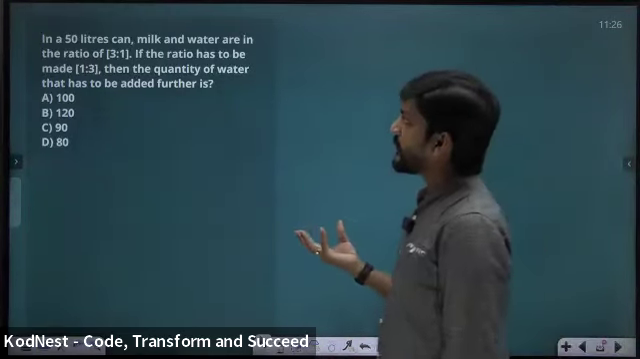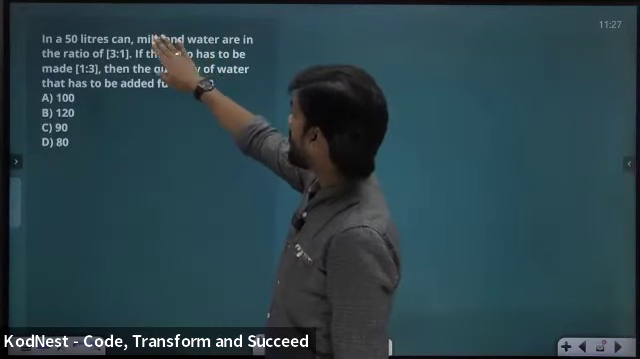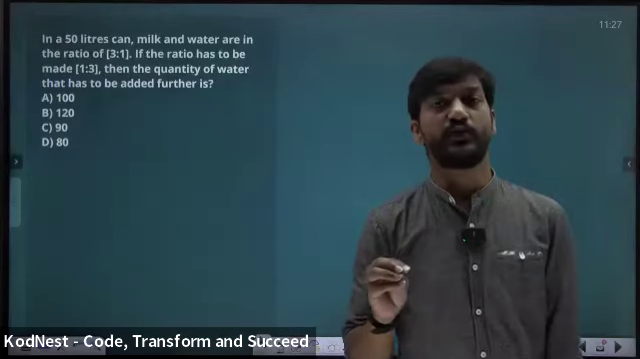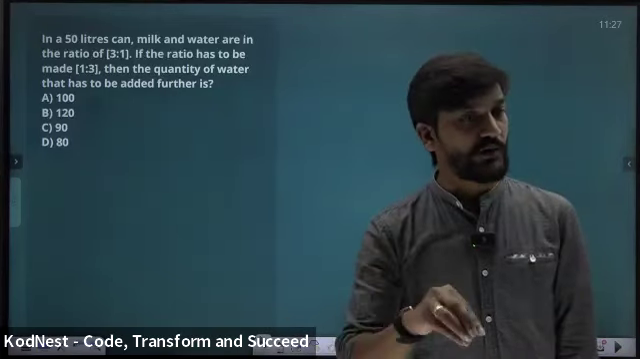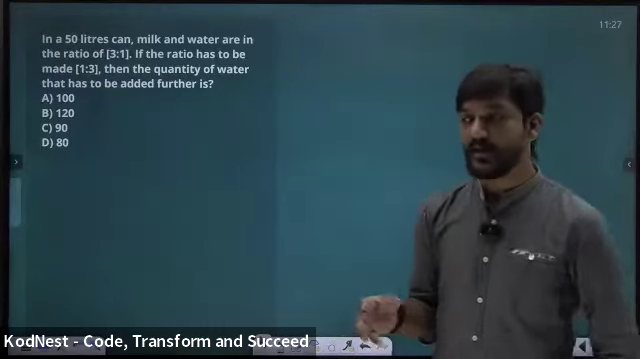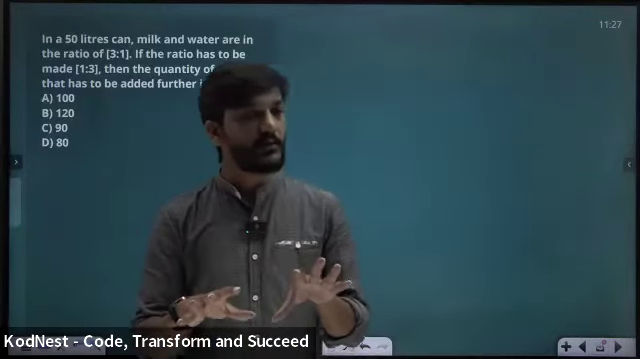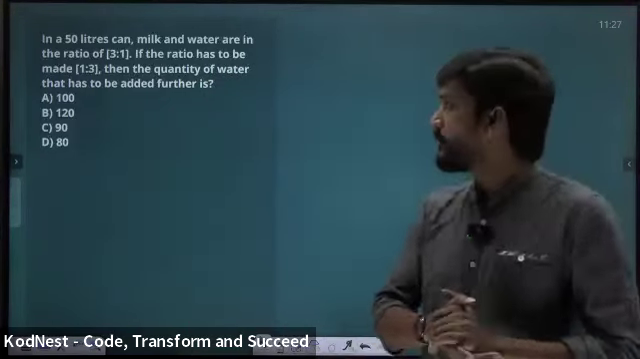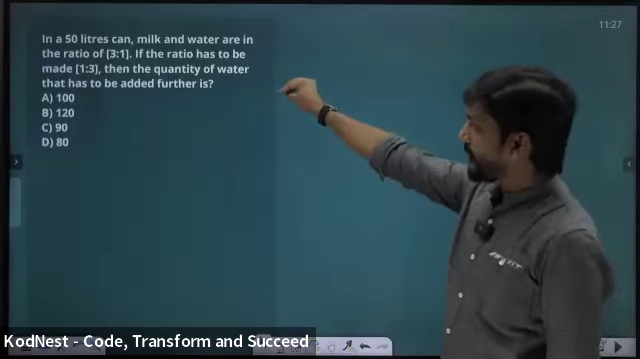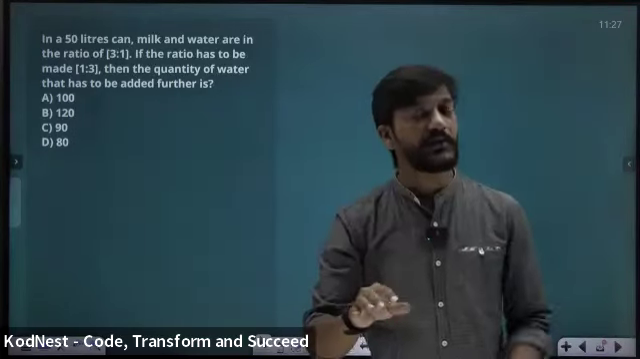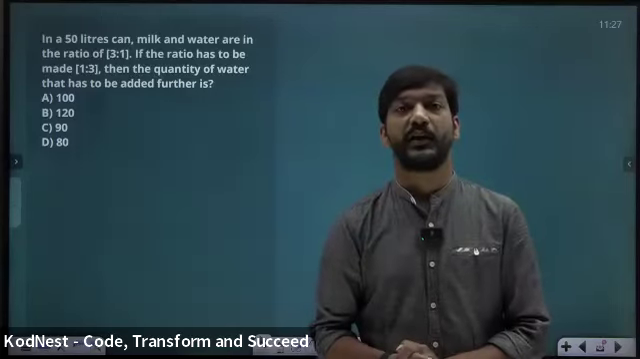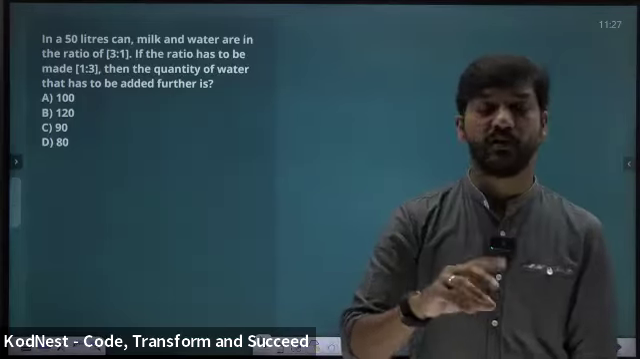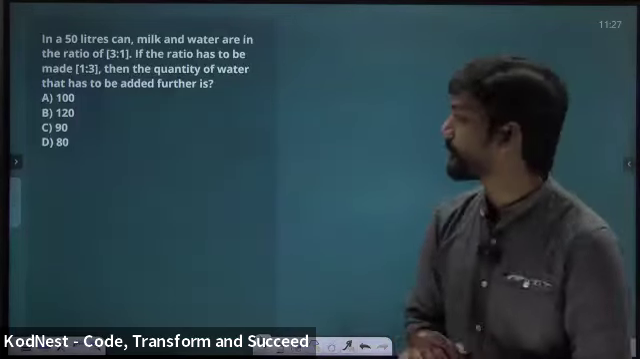If you want to change the ratio in a mixture, this is a mixture question, milk and water is present. If you want to change the ratio, you have to add something. Either you will add water or you will add milk. Just like your milkman does, he dilutes the milk and adds water. Adulteration. So based on that they have given the question that we have to add water so that the ratio changes. Remember this, whenever you have to change the ratio in a mixture, something should be added or something must be removed. That is for sure.